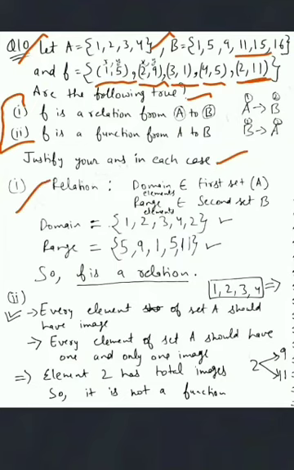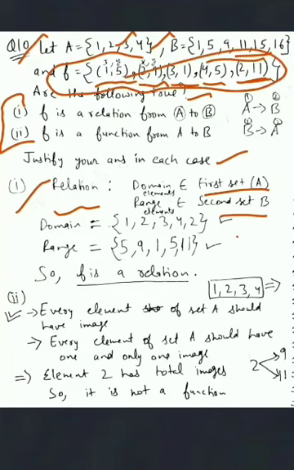Let's begin the solution. Relation. We know that domain is the first element of the set, that is the first element from set A, and the range is the second element from set B. See this function: the domain is 1, 2, 3, 4, 2, and the range is 5, 9, 1, 5, 11. So the range is from the set B and the domain is from set A. So the given function is a relation.